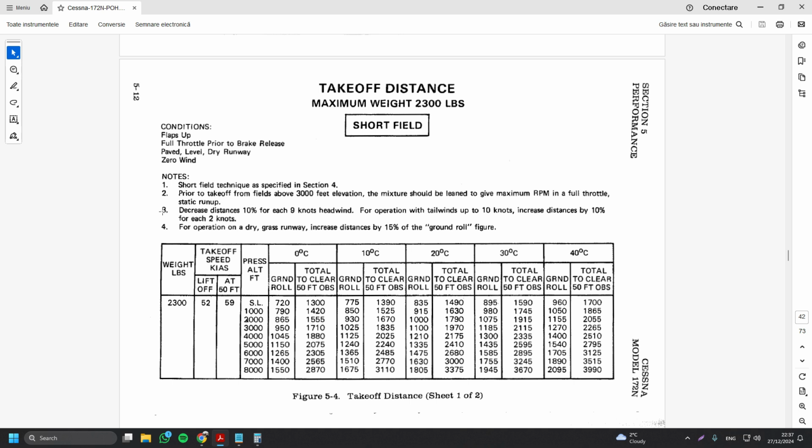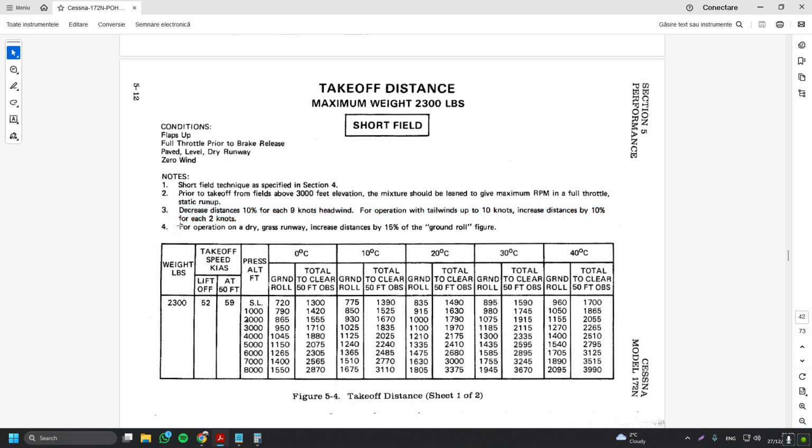So let's jump to point 3, which says decrease distances 10% for each 9 knots headwind. For operation with tailwinds up to 10 knots, increase distances by 10% for each 2 knots. This one is the most important one because winds can influence our ground roll a lot. And when I say a lot, I mean a lot. So this is very, very important.